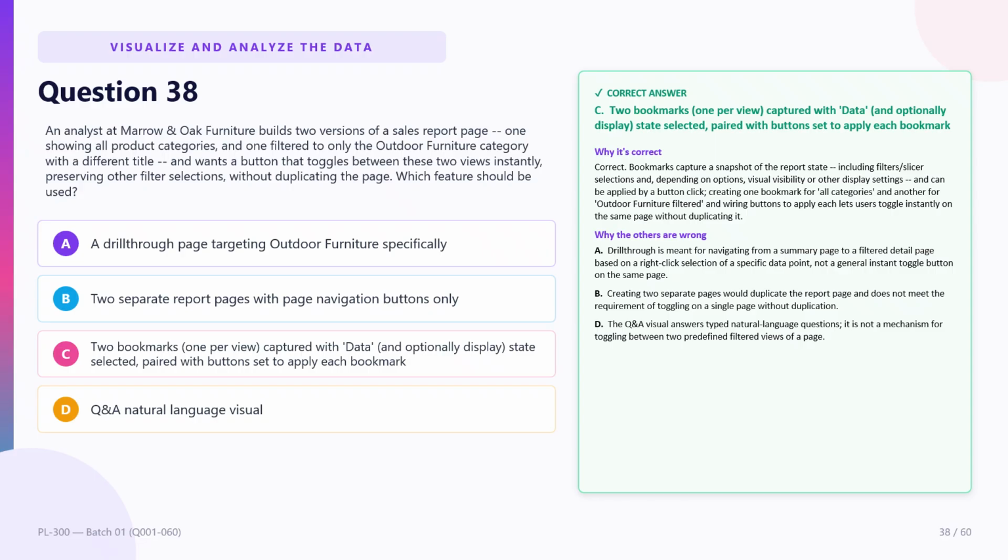A, drill-through is meant for navigating from a summary page to a filtered detail page based on a right-click selection of a specific data point, not a general instant toggle button on the same page. B, creating 2 separate pages would duplicate the report page and does not meet the requirement of toggling on a single page without duplication. D, the Q&A visual answers typed natural language questions. It is not a mechanism for toggling between 2 predefined filtered views of a page.